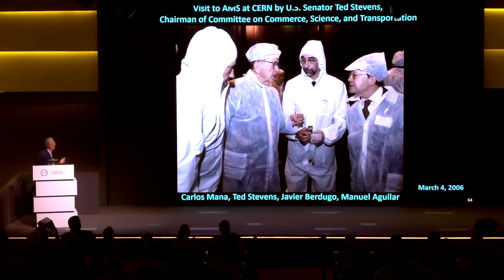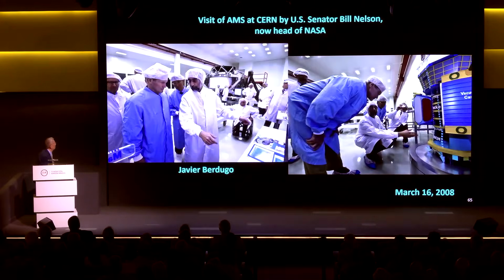This is the visit of United States Senator Ted Stevens, who was the chairman of the Senate Committee on Commerce, Science, and Transportation. And this is Carlos Maña and Javier Verdugo, Manuel Aguilar explaining to Senator Stevens. And then also US Senator Bill Nelson, now the head of NASA, and here Javier Verdugo explained to him how this experiment works.